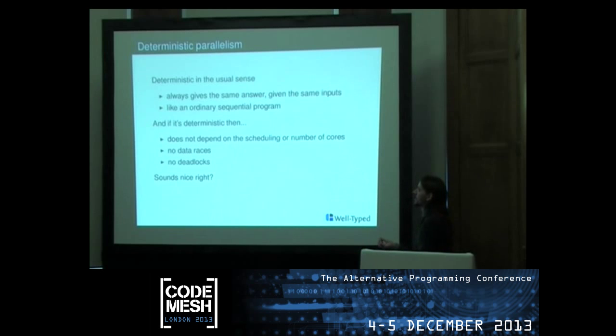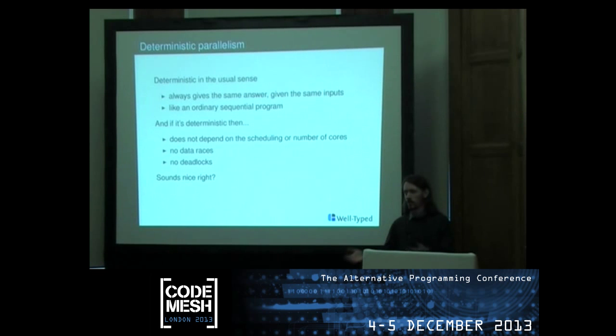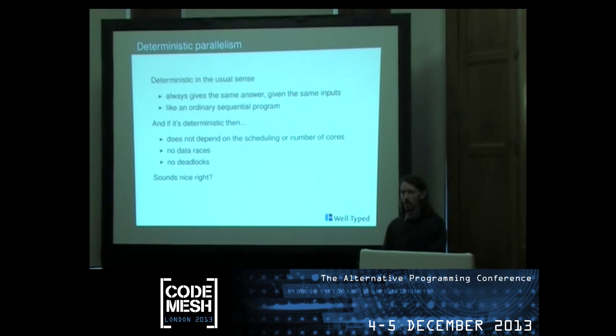So determinism. This is deterministic just in the usual sense of the word, right? That it always gives you the same answer given the same inputs. And this is what most programs are like. Most of the programs we write, most of the time, are deterministic. And that's good, because that makes it much easier to test and reason about. Yes, there are ones using random number generators, but most of our programs are basically sequential and deterministic.